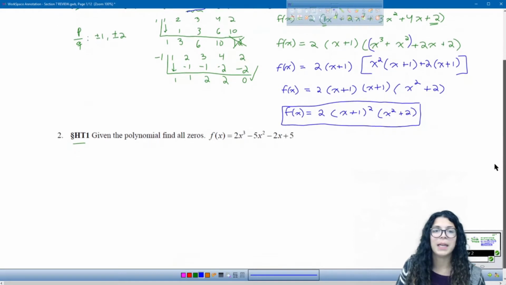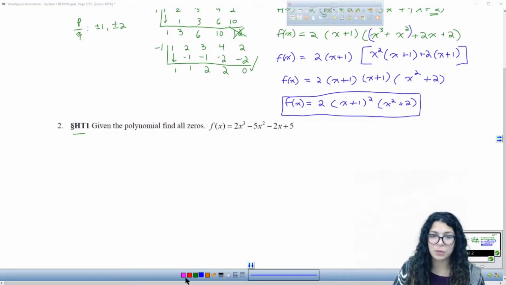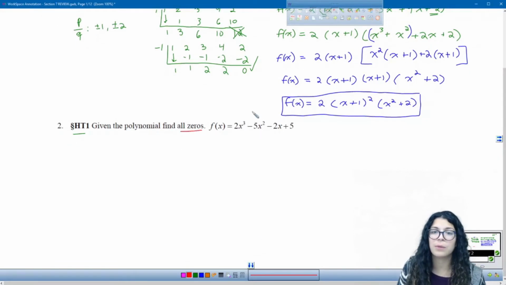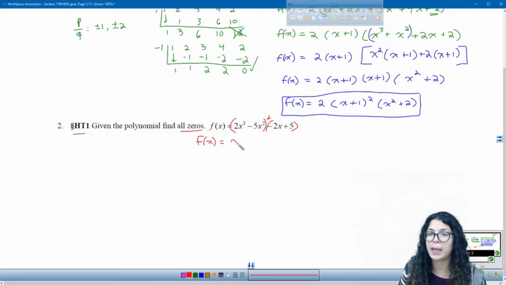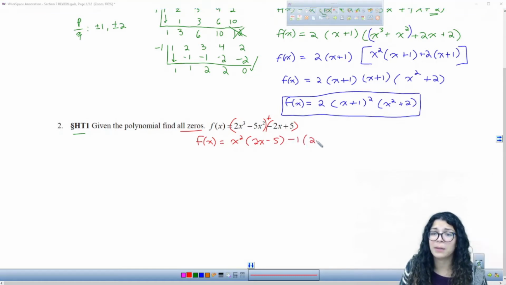Okie dokie. Moving on to number 2, they're asking us to find all of the zeros for this polynomial right here. So we have 4 terms, and remember, anytime we have 4 terms, we can try to group to factor. So grouping the first 2 plus grouping the last 2. If we factor out from the first 2 an x squared, we would get 2x minus 5. And if we factor out from the last 2 a -1, we get 2x minus 5.